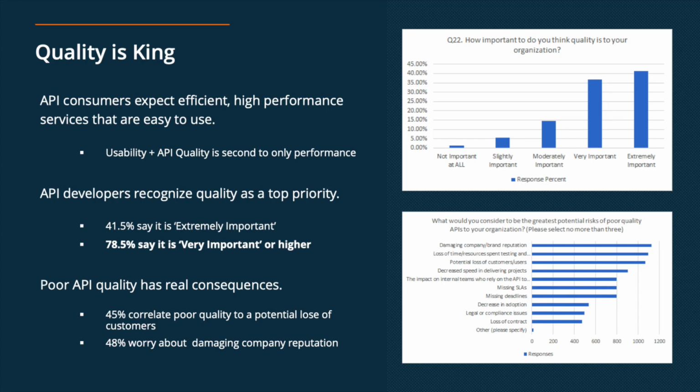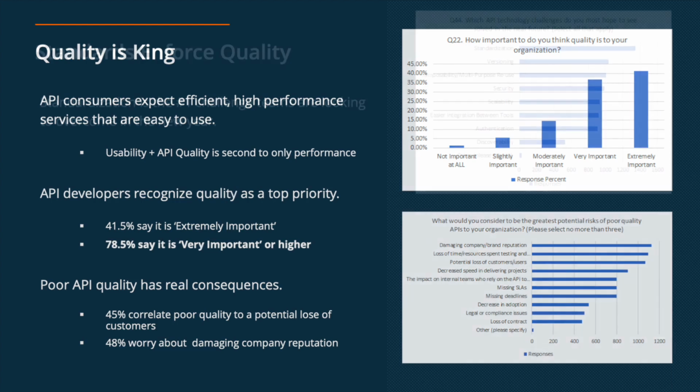Some of the other costs that respondents selected were loss of time and resources dedicated to testing and fixing a subpar API, and decreased speed in being able to actually deliver on projects. So what does quality really mean? So far we've mentioned some characteristics: high performing, easy to use, well documented. But when it comes to the reality of it, how does your team actually track quality?